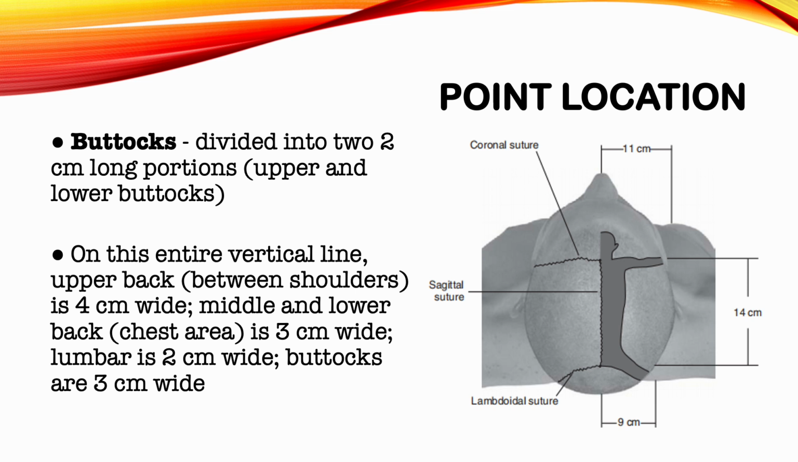On this entire vertical line, the upper back, which is between the shoulders, is 4 centimeters wide. The middle and lower back, which is the chest area, is 3 centimeters wide. The lumbar is 2 centimeters wide, and the buttocks are 3 centimeters wide.